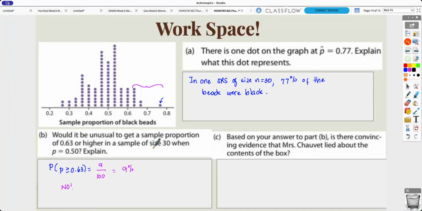Based on our answer to part B, is there convincing evidence that Mrs. Chauvet lied about the contents in the box? We say no. We can accept the claim as true because 9% is greater than 5%. So we say no because the probability from part B is greater than 5%.